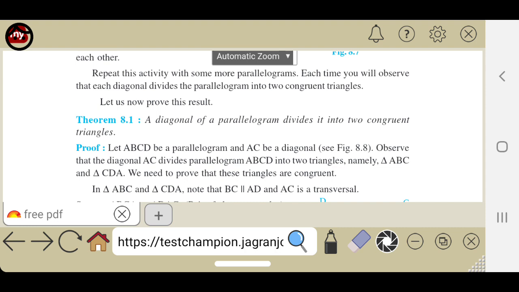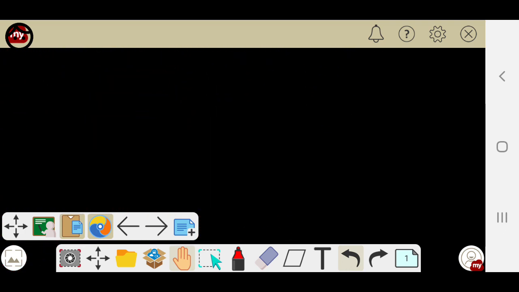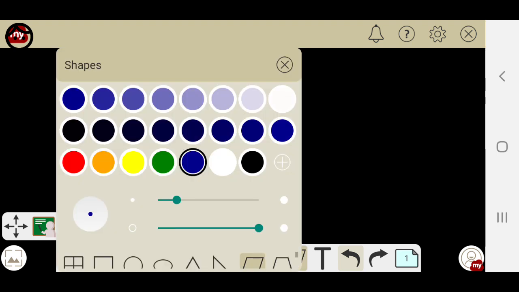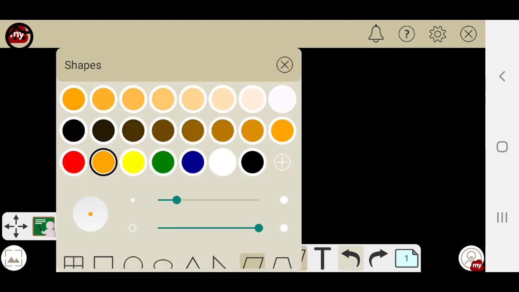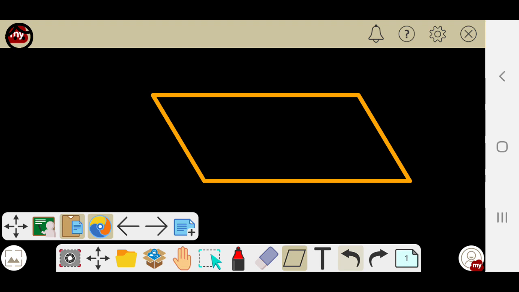First theorem: a diagonal of a parallelogram divides it into two congruent triangles. Yes, first of all, we can start from a parallelogram. Let's say parallelogram ABCD.